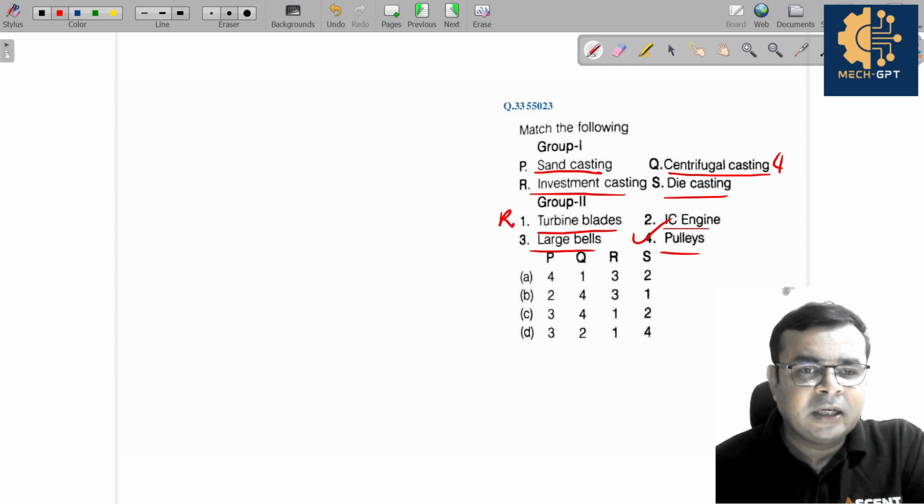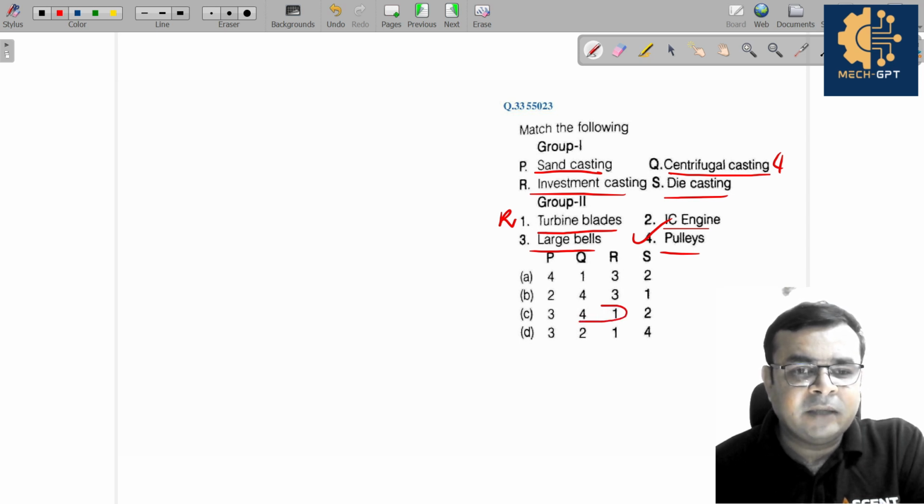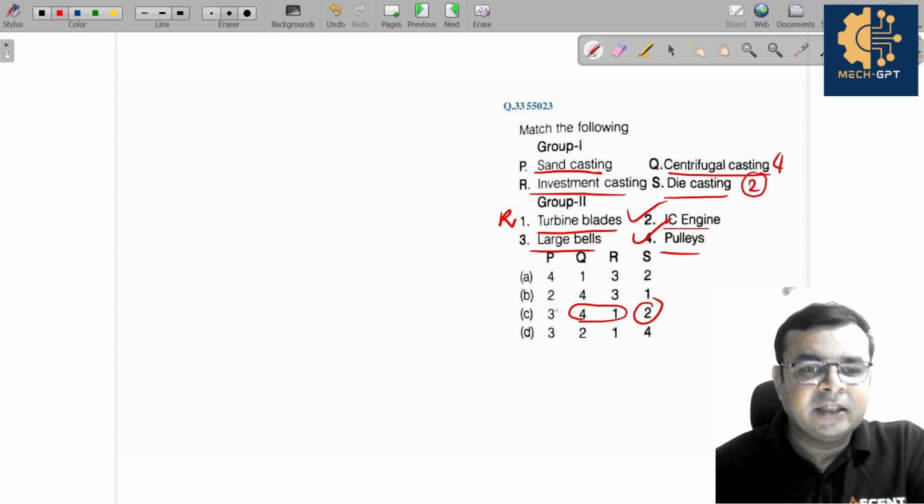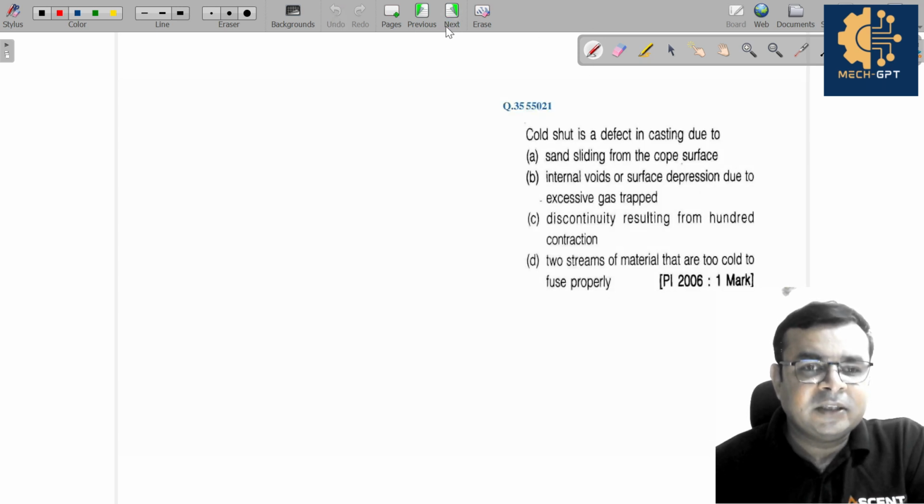So R1 and Q4, R1 and Q4. Is there any option? Yes, we have this option. Correct? And if I talk about die casting, then obviously with the help of die casting we can make IC engine parts. So S2, yes, it is right. And sand casting for large wheels, yes, option 3. So option C is the right answer.